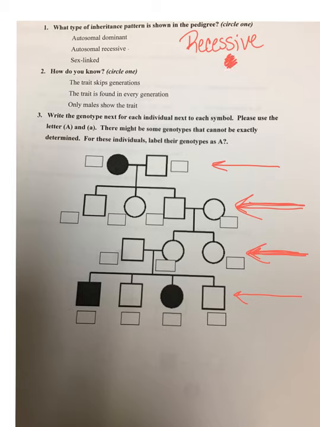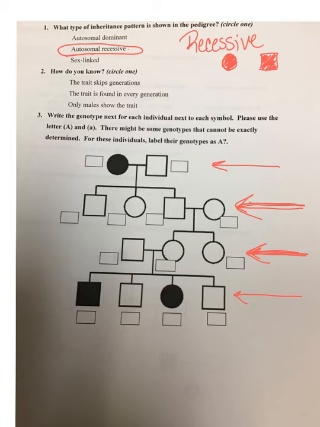And what does that mean? That means that all of the shaded boxes, whether they are circles, which represent a female, or a square that represents a male, okay, those are going to get the recessive letters or the recessive genotypes. So far we've identified this as a recessive pedigree. Okay, and how did we know that? Number 2, it's because it skipped generation 2 and generation 3.